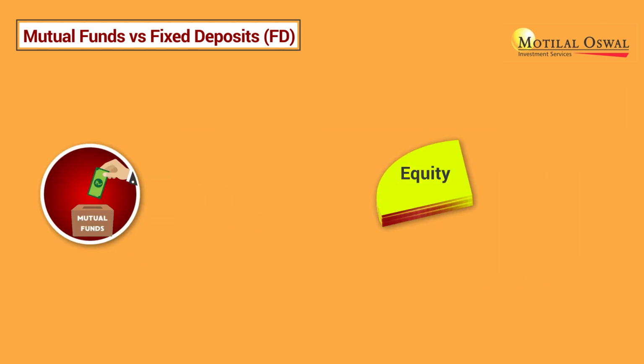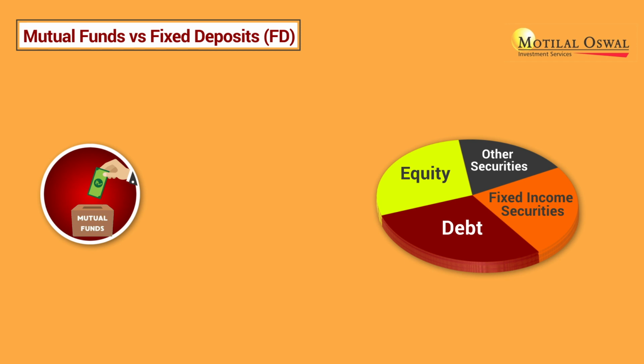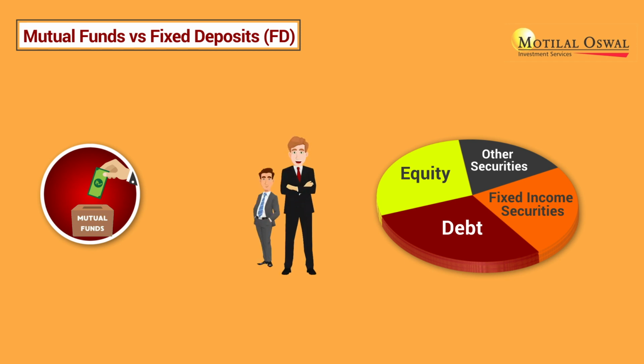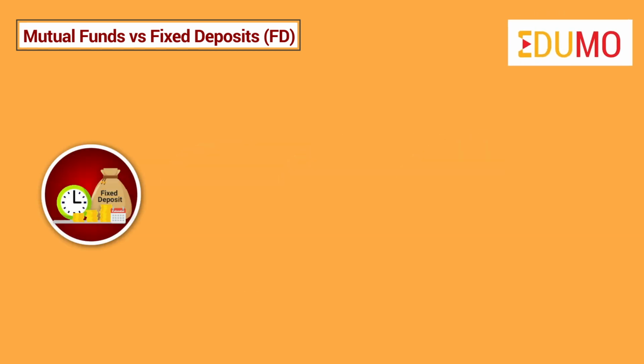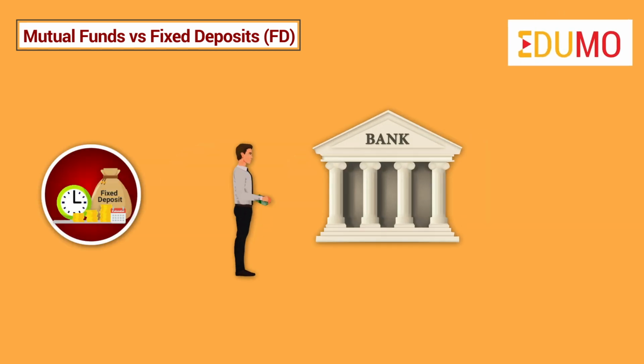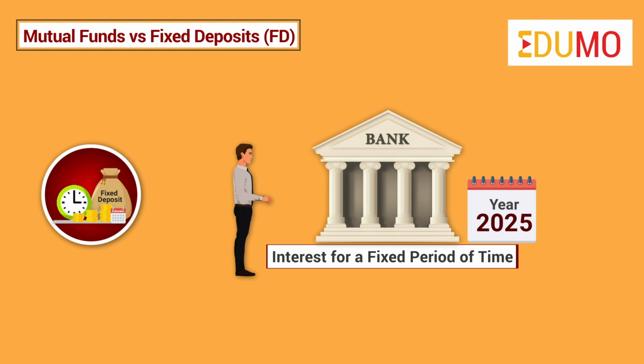A mutual fund is a basket of financial securities that is professionally managed by experts known as fund managers. A fixed deposit is a fixed sum of money that we deposit in a bank so that we can earn interest on it for a fixed period of time.